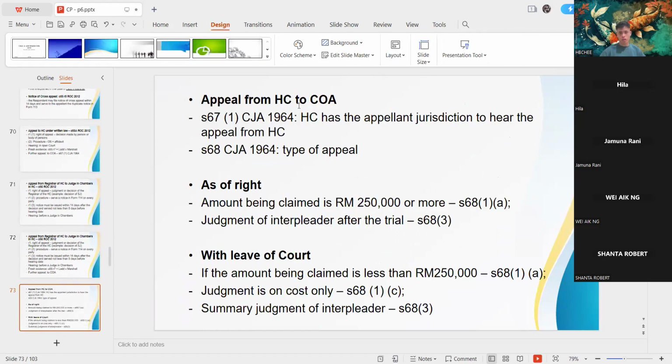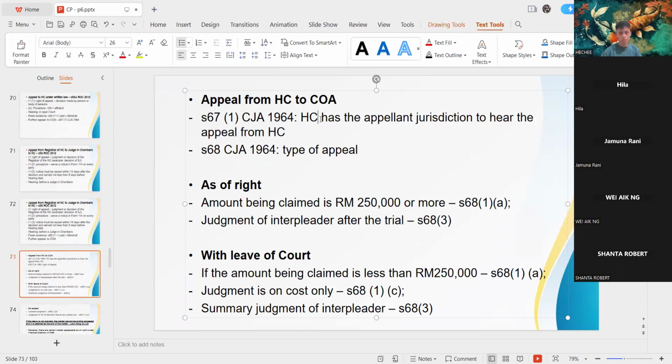Now it comes to the High Court appeal to the Court of Appeal. So under Section 67, the Court of Appeal has the appellate jurisdiction to hear the appeal from the High Court. Then Section 68 of the CJA deals with the type of appeal. So in this context, there are 2 types of appeal, as of right or with leave. So we come to as of right first.